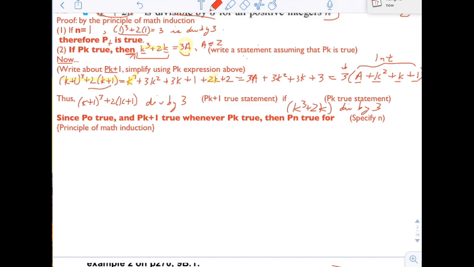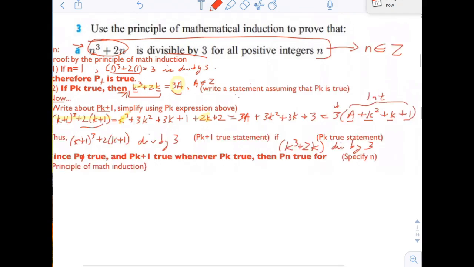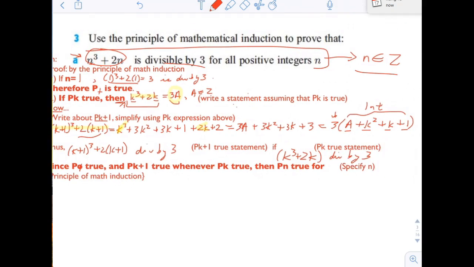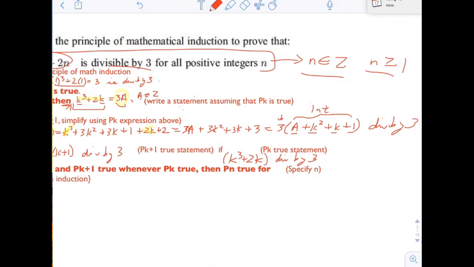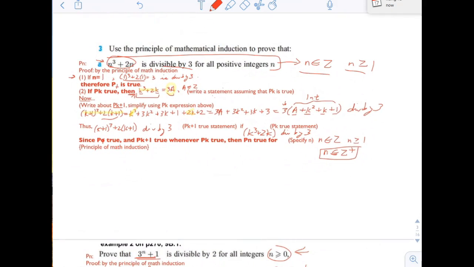And then we just end it with, since P of, in this case, P of 1 instead of P of 0 is true, and P of k plus 1 is true whenever P of k is true, then P of n is true for, and then we just say what n it's true for. It's true for n is an integer, and n is greater than or equal to 1. Another way to say that would be n is a positive integer. Okay? So that is 3a. And that is the end of this page.